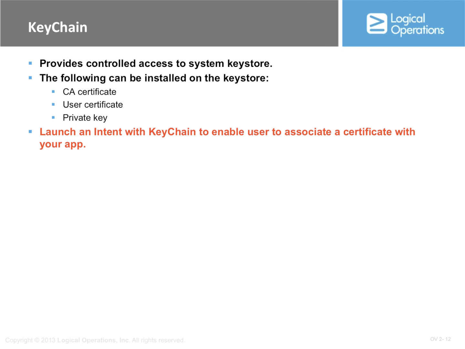Okay. Within the key store, once again, this is new stuff. We talked about all the CA certificates themselves, the user certificates, and the user's private key, all in the key store. You're required to launch an intent with the keychain to enable the user to associate a certificate with your app, right? So once again, this is direct, not implied intent. You have to launch that intent with the keychain to associate any certificate, CA, user, or private, so it can interchange with your app in the key store. Okay.